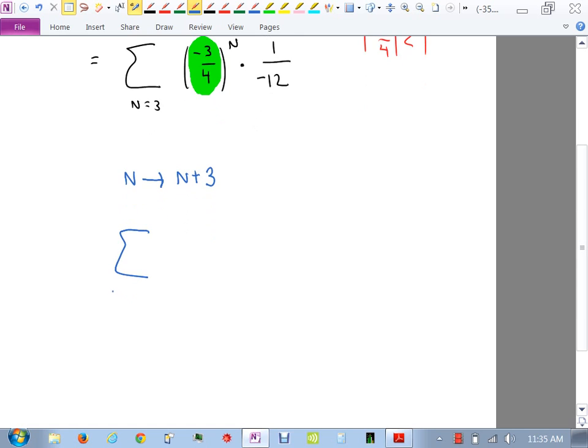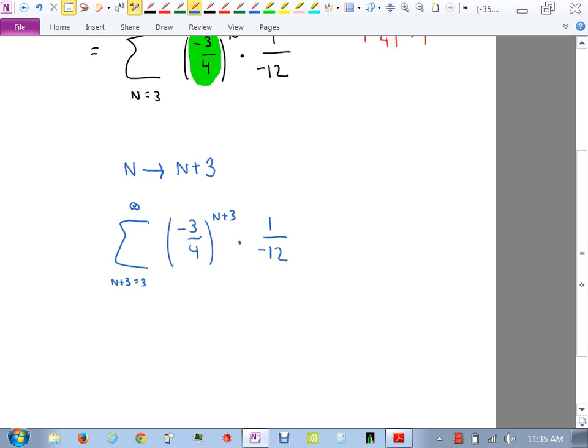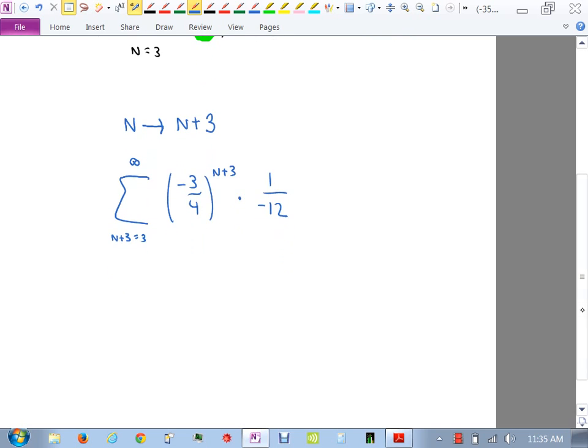Sum n plus 3 equals 3 to infinity. Negative 3/4 to the what? N plus 3 times 1 over negative 12. This becomes sum n equals 0 to infinity. Oh man, what am I going to do with that now? Because I want that to just be an n, but now it's an n plus 3.